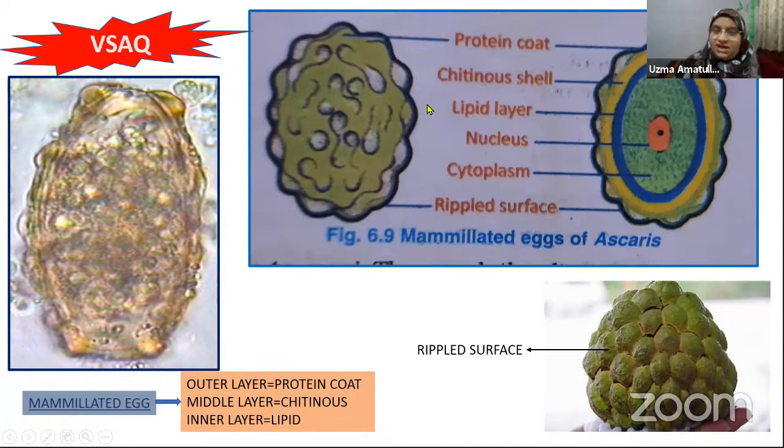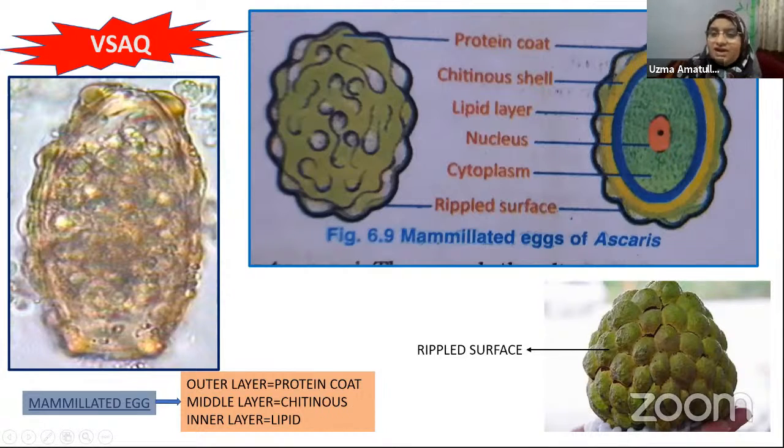Now here you see this is the diagram which is there in your textbook. This diagram is there in the textbook. Now here this is the rippled surface mammulated egg of the Ascaris. Now here from inside, if you take a transverse section, then from inside it will be like this.